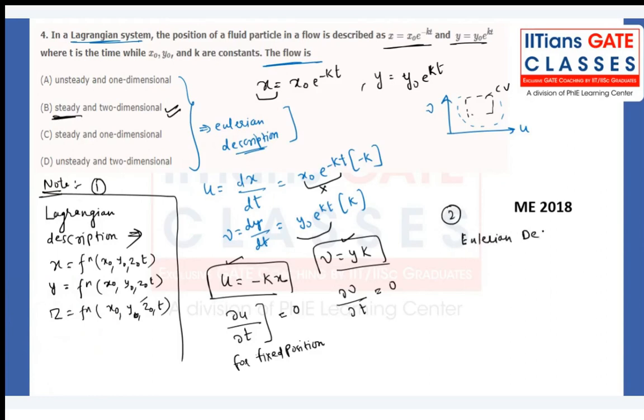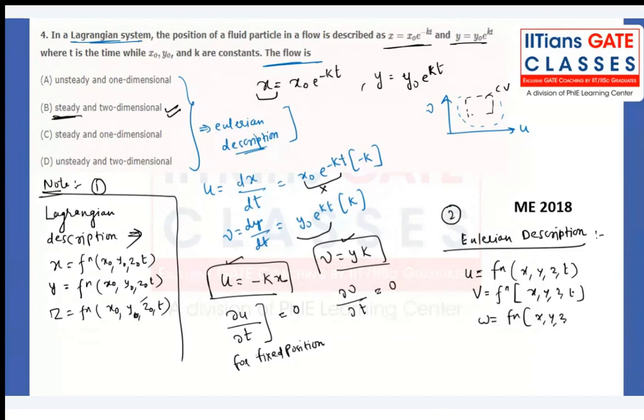Eulerian descriptions. That you please note down. Instead of seeking the distance value, here we will consider the velocity field and its variation at each and every location in a flow field. So u can be represented as a function of x, y, z, and t, not with respect to initial x naught, y naught, z naught, t. V will be a function of x, y, z, and t. Similarly, omega will be a function of x, y, z, and t. Getting my point? So please make a note of it.